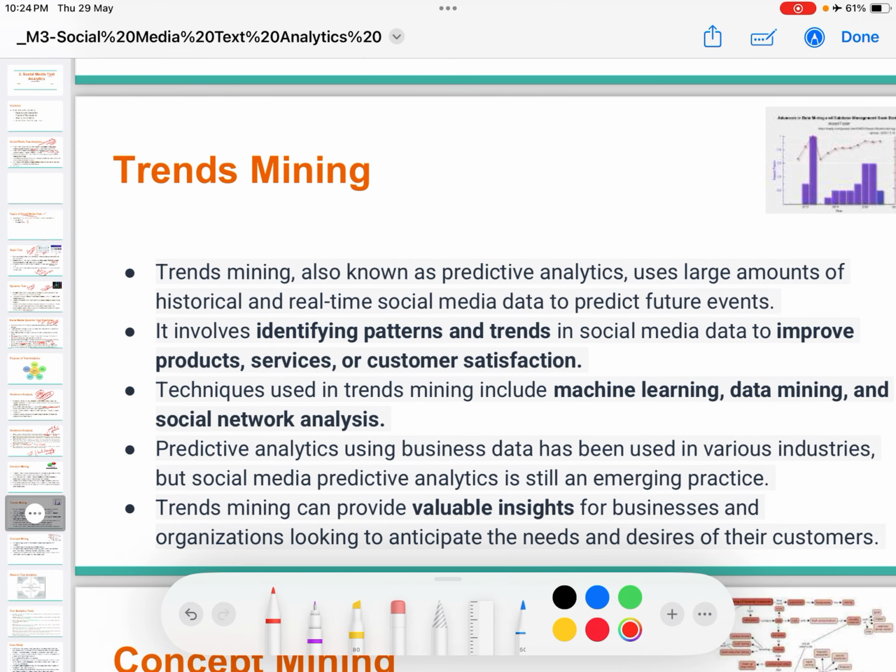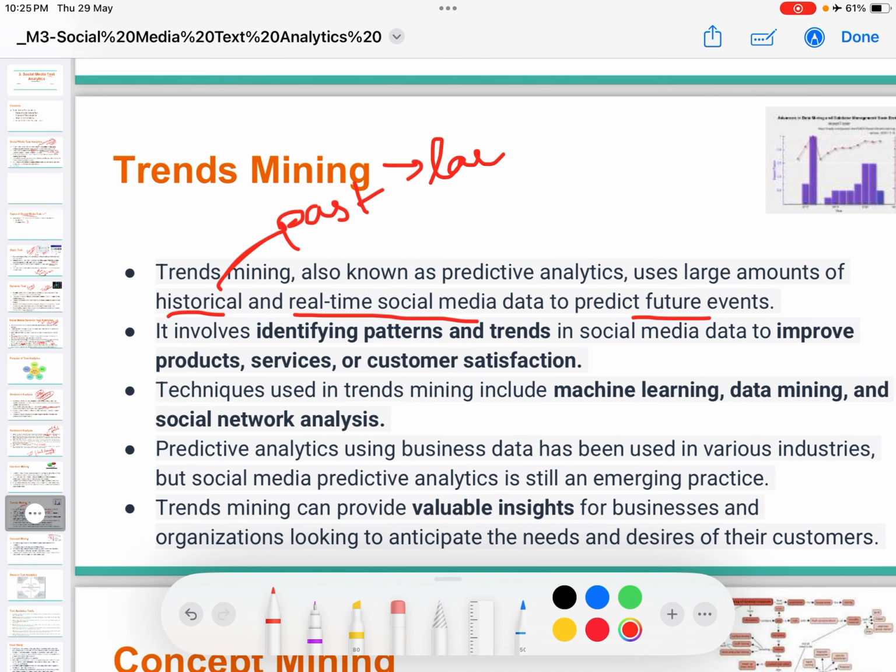Trends mining. Trends mining, also known as predictive analytics, uses large amounts of historical and real-time social media data to predict future events. So what will trends mining do? It will use historical data, that is past data, and real-time social media data to predict future events, what is going to happen in future. So it uses a large amount of data.